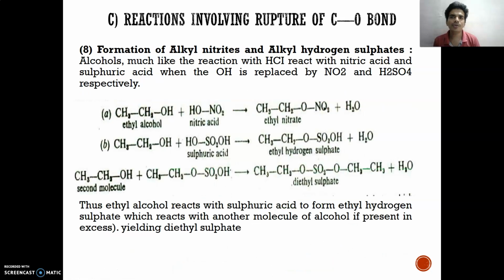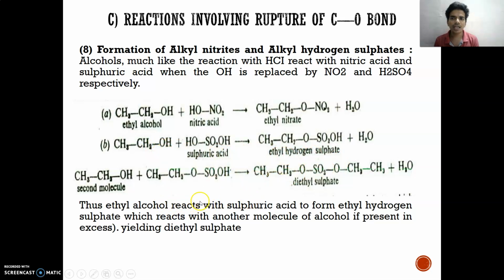Then next is the formation of alkyl nitrate and alkyl hydrogen sulfate. Alcohol, much like in the reaction with HCl, reacts with nitric acid and sulfuric acid, where OH is replaced by NO2 or HSO4 respectively, depending upon which acid we use. Here ethyl alcohol interacts with nitric acid to give ethyl nitrate. Sulfuric acid interacting with ethyl alcohol gives ethyl hydrogen sulfate, and so on.